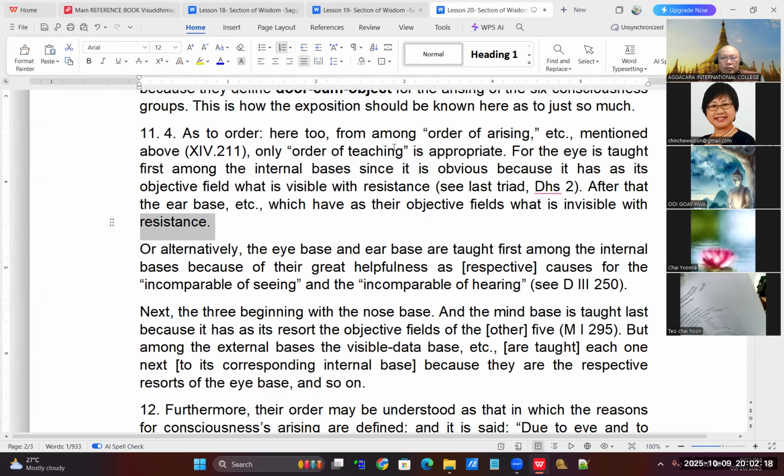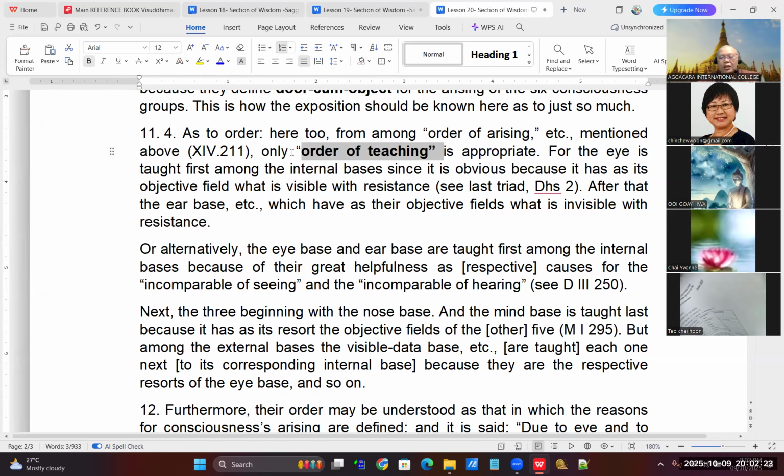All right. Now the first one here is order of teaching. Order of teaching means in terms of the suttas. Now in terms of the suttas, the eye is taught first. Why? The reason is the eye is obvious. Because seeing something with your eye is very obvious, and the visible object is also obvious. Like you see a dog, you see a cat, you see a flower. All these are very obvious. That's the meaning here. And after that, the ear base.